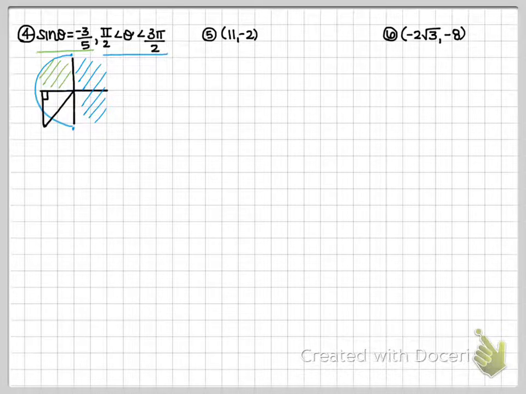I'm going to go ahead and fill in the information that I would normally fill in. Put my theta in there. Remember, it's always referencing back to the x-axis. Sine is opposite over hypotenuse.